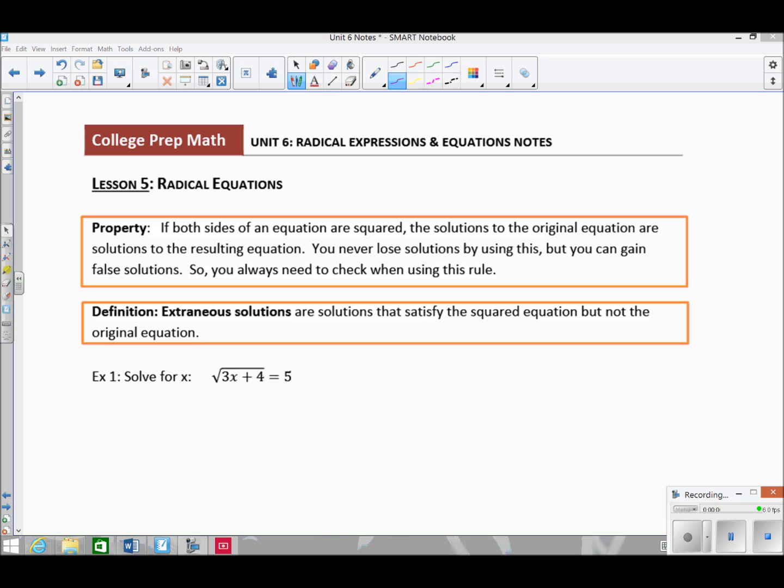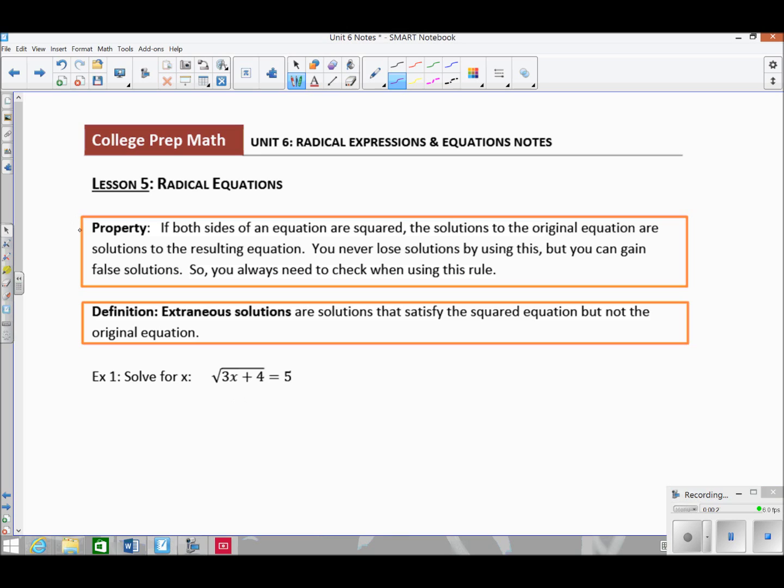In lesson 5, we're going to talk about how to solve radical equations. So basically, you're going to have something like example 1 down here, where it's going to be a square root equal to some other number or expression. In order to get rid of the square root, or to undo something that's been square rooted, you're going to have to square both sides.